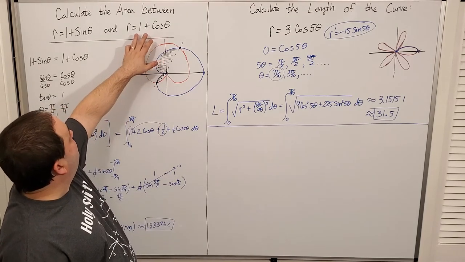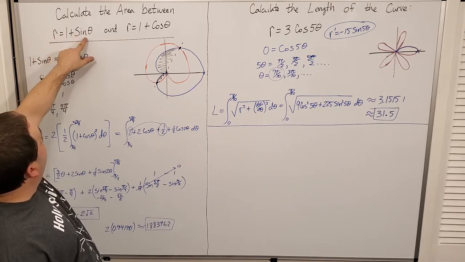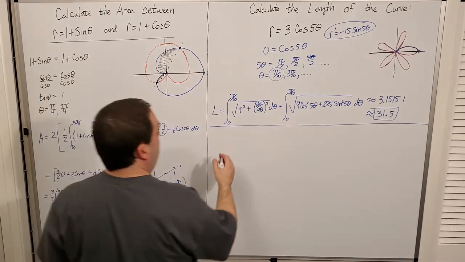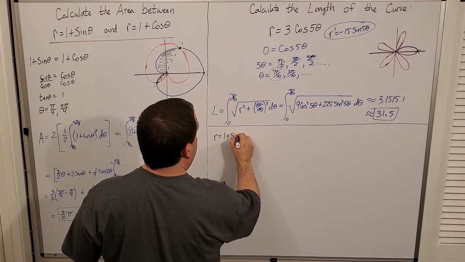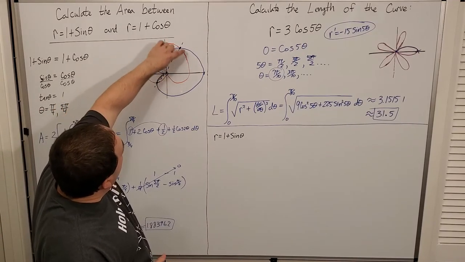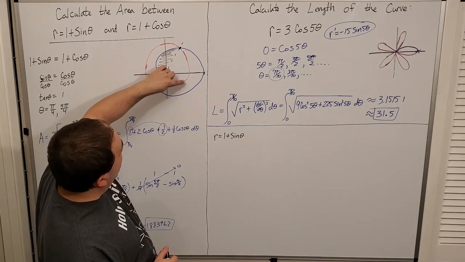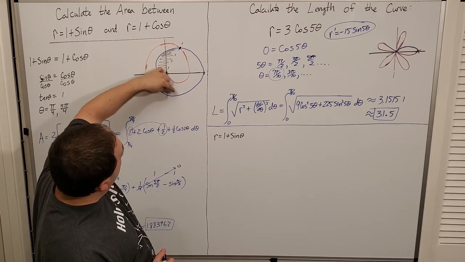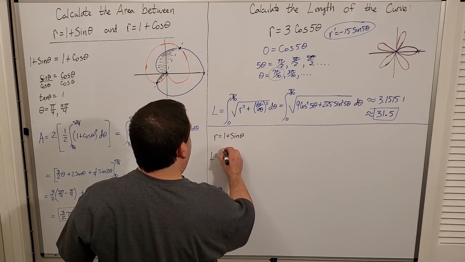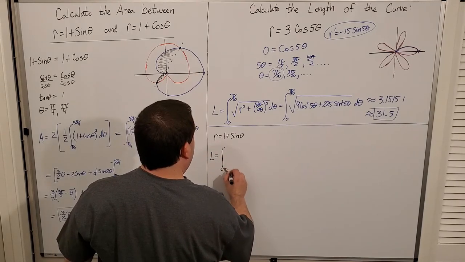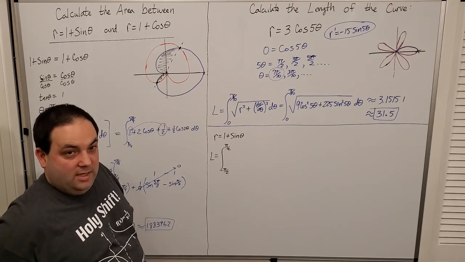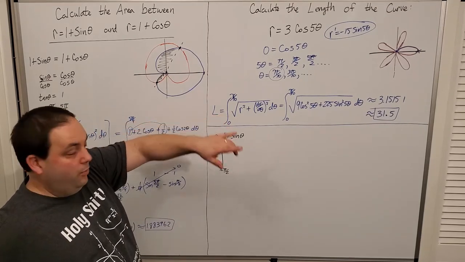But for example, let's do one of these. Let's do the length of 1 plus sine theta, the red curve, okay? I'm going to do the arc length of that one. So if r is 1 plus sine theta, right? What I'm actually going to do is notice the symmetry, and I'm only going to do the arc length of this half of it, right? So from down here all the way up to here. So in other words, I'm going to be doing my integral from negative pi over 2 to positive pi over 2, okay? Now, I have an actual purpose for this, and you'll see what it is as I get deeper into the integral, okay?